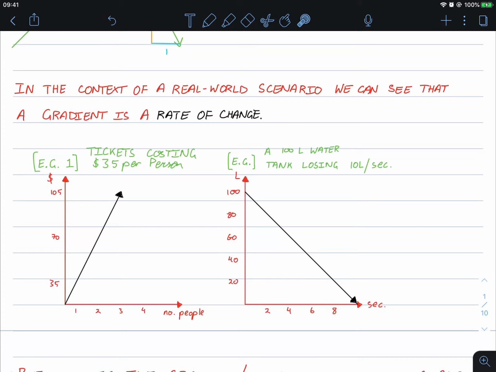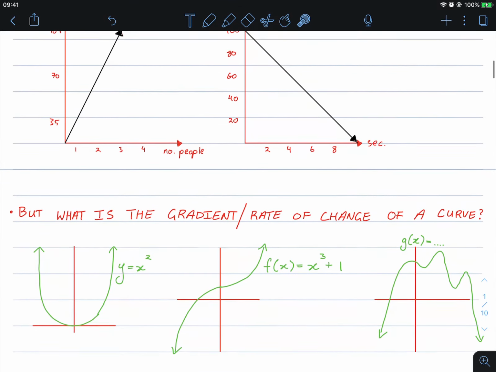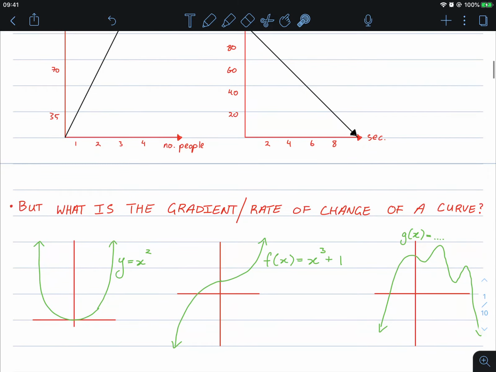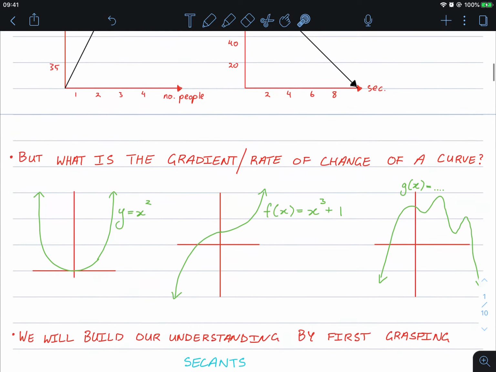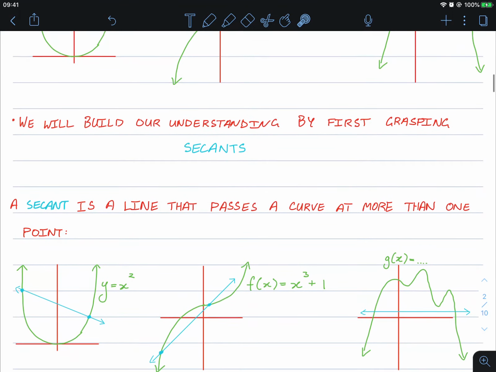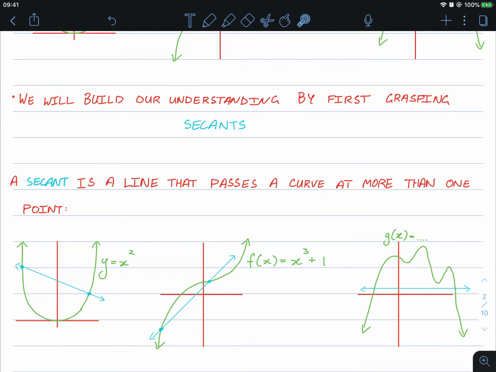Now that we understand this, let's try and answer this question. What is the gradient, or what is the rate of change, of a curve? This seems rather difficult to answer because there isn't a line that we can measure, is there? But as with math, we're going to build our understanding by first grasping secants. A secant is just a line that passes a curve at more than one point.